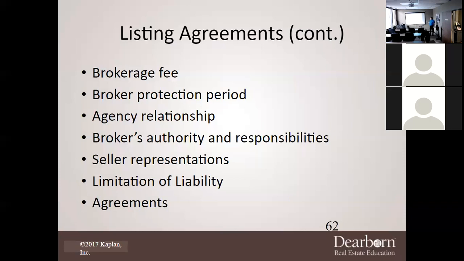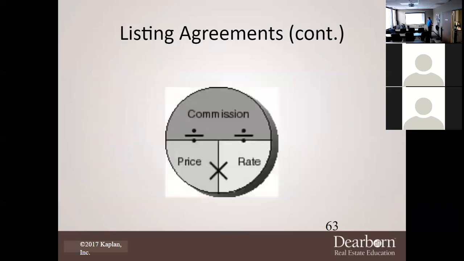Okay? An agency relationship is also created. The moment everybody signs, there's that agency, okay? Which means it's what type of relationship? Fiduciary relationship, which is the highest and best, okay? The broker's authority and responsibilities are broken out. The seller representation is stated, and the limitation of liability is included, meaning that if somebody gets injured on Mr. Eugene's property while I'm selling it, Mr. Eugene, you're liable for it. You're limiting my liability, okay? And, of course, other agreements can be stated.